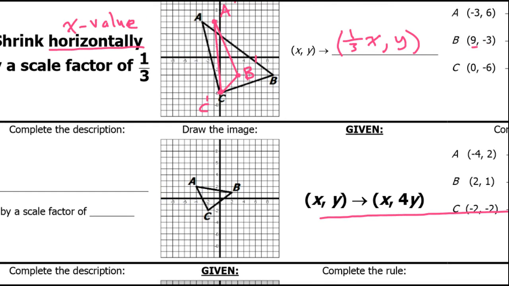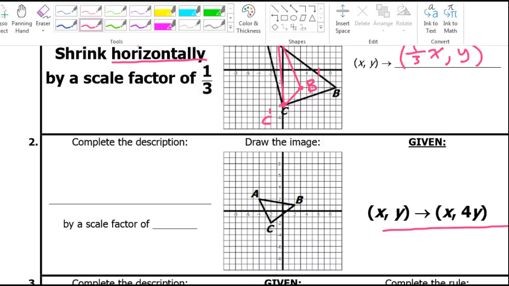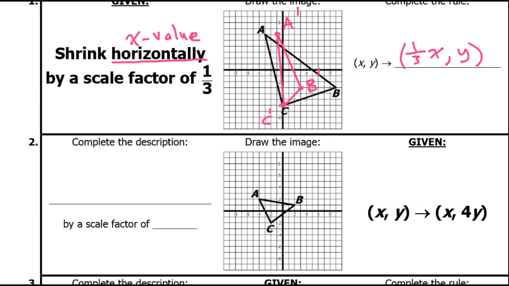Okay, now looking at problem number 2, this time we are given the rule and we're being asked for the other stuff. So I notice that we are only affecting the y values. So this is going to be something vertical. Now, because this is bigger than 1, it's going to be a stretch. So I'm going to say stretch vertically. All right, it's bigger than 1, that's why it's a stretch, and it's the y value, that's why it's vertically.